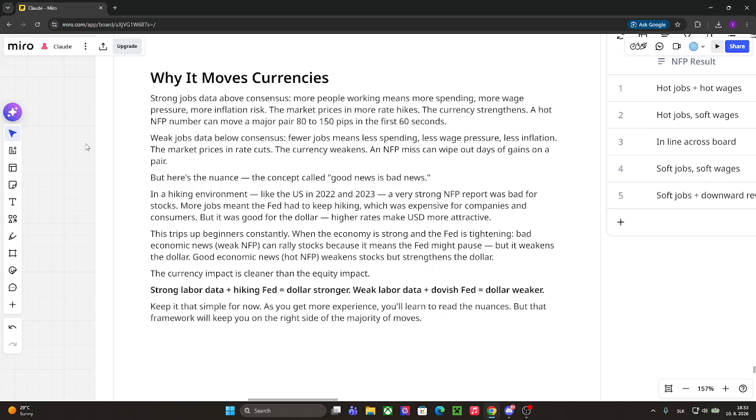Weak jobs data below consensus. Fewer jobs means less spending, less wages, less wage pressure, less inflation. The market prices in rate cuts. The currency weakens. An NFP miss can wipe out days of gains on a pair.